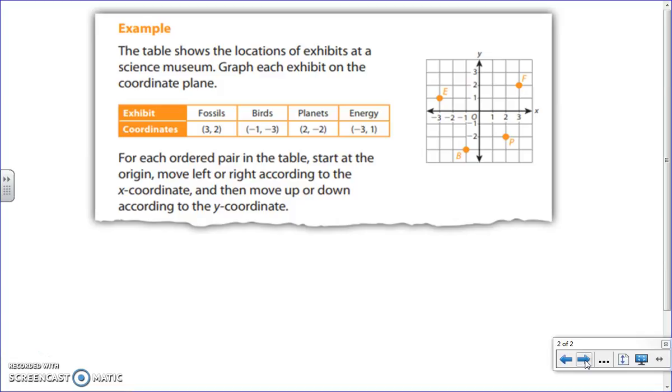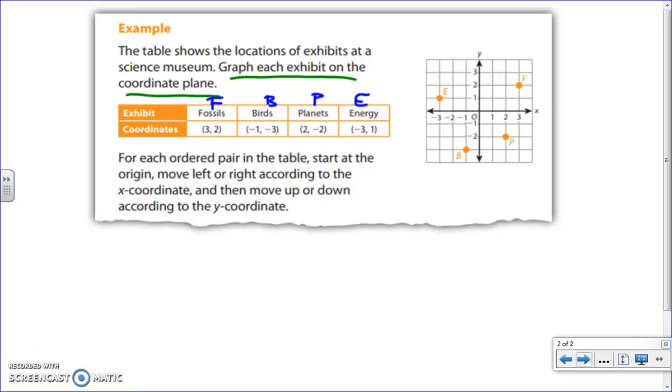Okay, so this is just a graphing exercise for this example. We're going to graph each exhibit on the coordinate plane. And so it looks like there are 4 different exhibits: fossils, birds, plants, and energy. And so on our example, they've already graphed these points, but I'm going to show you how they got each point and where each point is. So fossils, birds, planets, and energy is what they labeled each of these points.